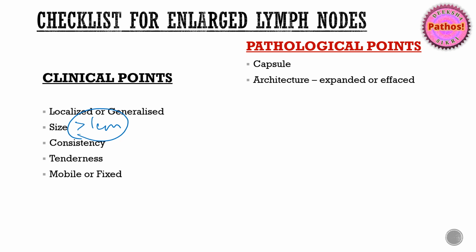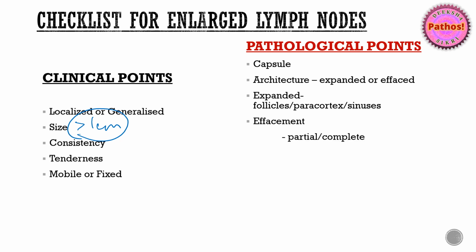Effaced means you can't see it as clearly. It's lost as architecture. If it is expanded, look at what part looks expanded or which part is expanded the most. Is it the follicles? Is it the paracortex? Are they the sinuses? If it's effaced, then you need to pay a little more attention in terms of, is it partially effaced? Is it completely effaced? Is it effaced by nodules or is it effaced by sheets of something? So is it nodular or is it diffuse?